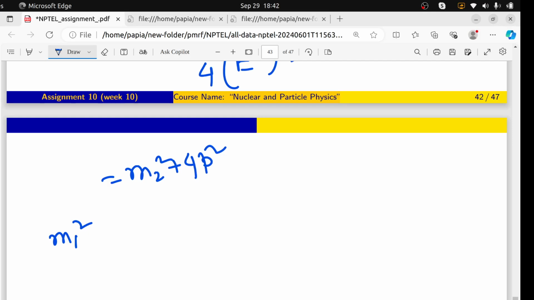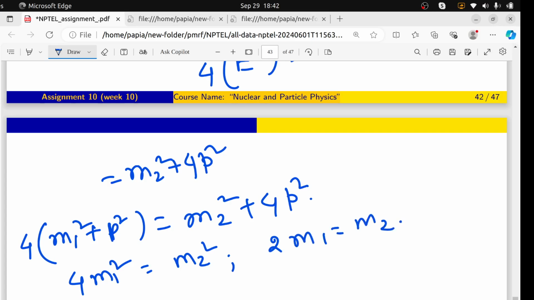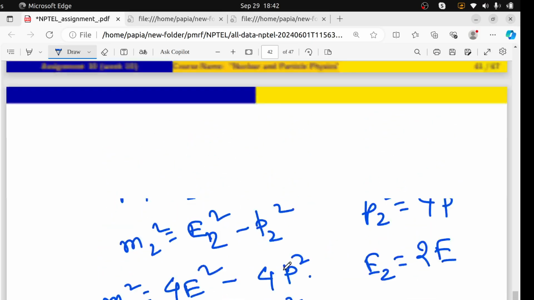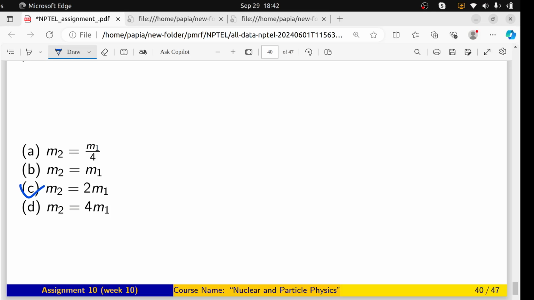Now we can see 4 into (M1 square plus P square) is equal to M2 square plus 4P square. Now 4M1 square is equal to M2 square, so 2M1 equals M2. We just have to check this one: M2 equals 2M1. This one is the option. M2 equals 2M1.